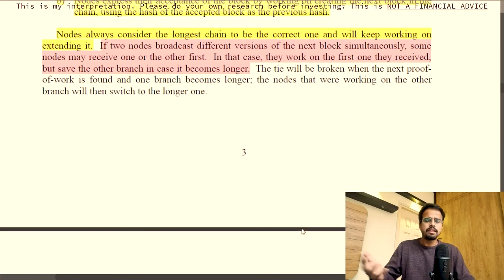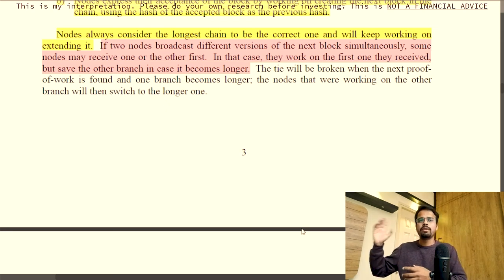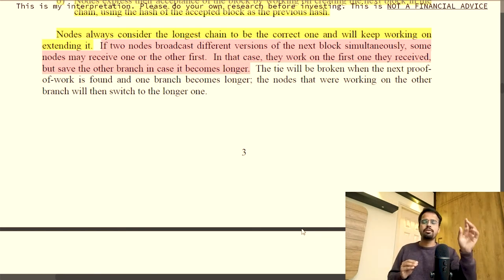So with time, if all the good people are working on a longer chain, then if someone had previously sent a wrong block and a node had included that, they will say that, okay, not all people are working on this and this one is growing slower while the other chain is growing faster. So then the node is responsible for switching to the longer and faster growing chain.